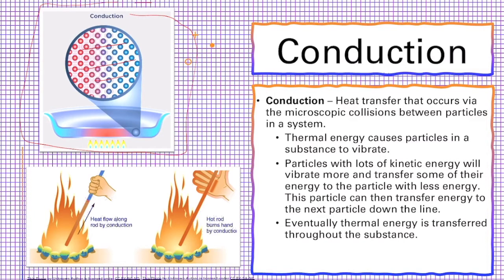It's the same with this metal rod down here that this person is holding in the fire. Thermal energy is creeping up there slowly via particle collisions until the whole rod is hot and that person burns their hand. It's the same if you have pots and pans at home that you cook with that have metal handles. They tend to get hot and you need something to hold that pan with or you burn your hand. So your pan is heating via conduction.